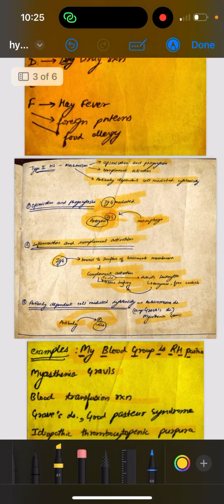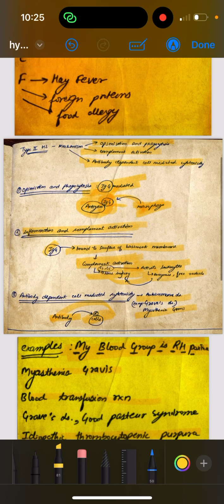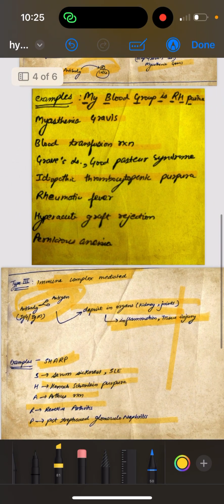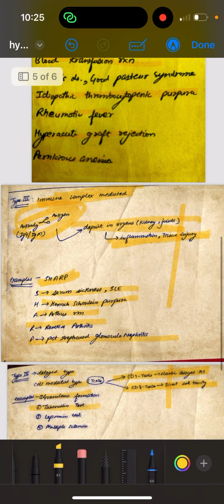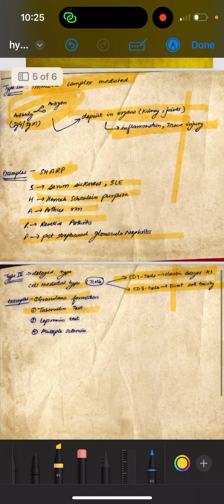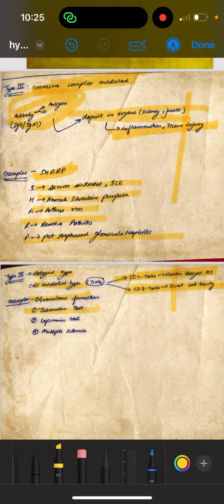Type 2 hypersensitivity, IgG antibodies are involved and usually IgM also. This mnemonic you can remember: My blood group is Rh positive. Then type 3 hypersensitivity is immune complex mediated. In this also the antibodies involved are IgG and IgM. This mnemonic you can remember as SHARP. Then type 4 hypersensitivity is delayed type. Those examples you can also remember.